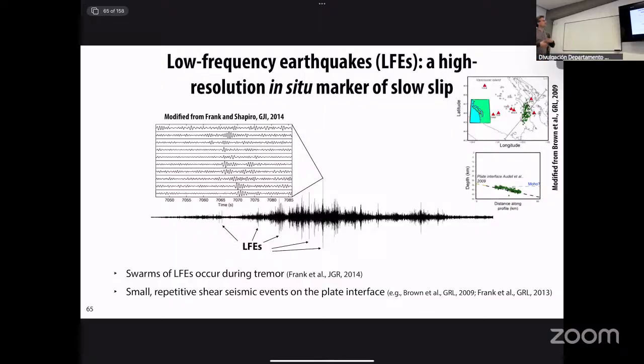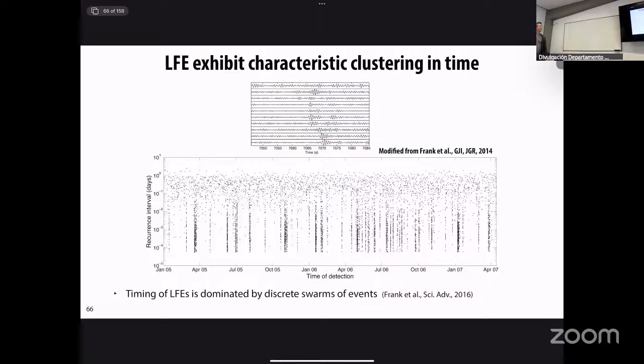And if you're trying to understand the seismic waveforms better, you can figure out that they are these shear events that happen on the plate interface. And what you see, and this is the thing that I showed you on the first slide, the most important characteristic is that they're repeating over and over and over again.